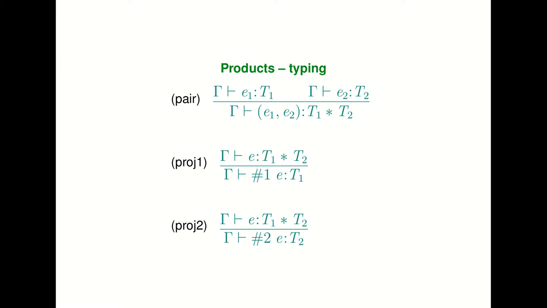And so if we have an E which has the type T1 times T2, when we project the first component, what type is it going to be? Of course, it's going to be T1, which is the type of the first component of the pair. And similarly, if we have an expression E of type T1 times T2, when we project out the second component, we get T2. So this T2 corresponds to the second component of the pair.